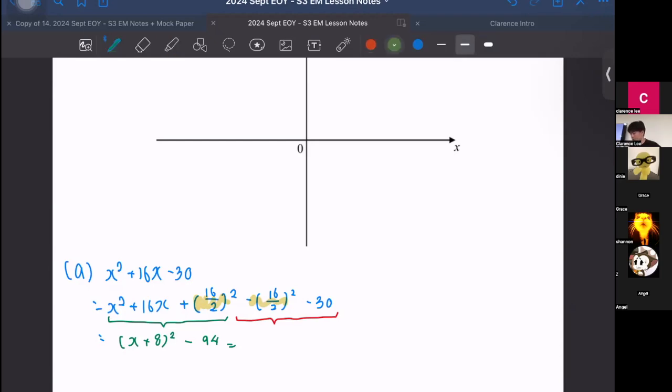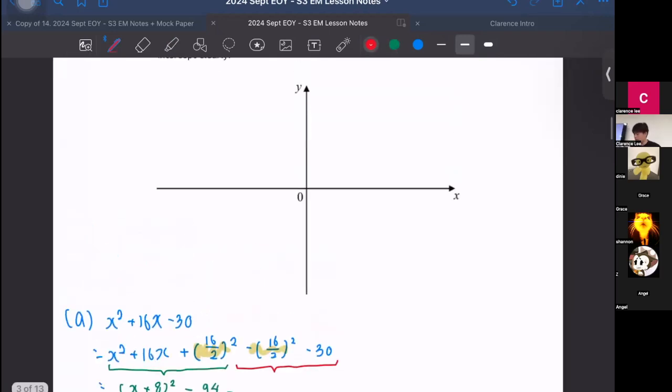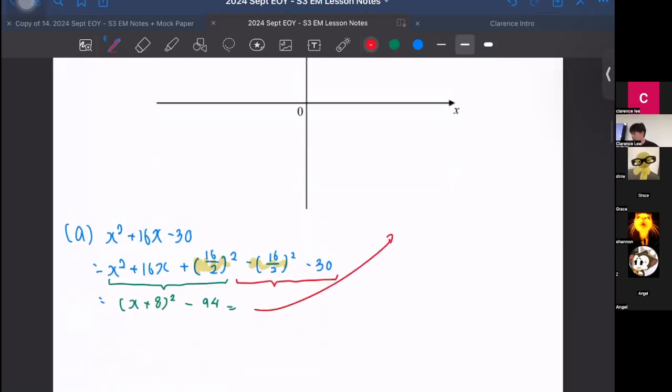Okay. So from here, I ask again, when you complete the square, what do you tell straight away? Turning point, very good. So from here, you will tell what the turning point is straight away. Let me just put it at the side over here. My turning point, my minimum point, will have a coordinate of negative 8, negative 94. Okay, because part C, we are asked to sketch the graph.